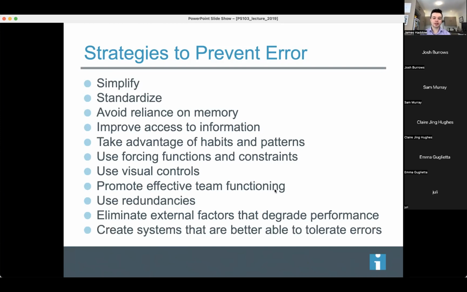Create systems that are better able to tolerate errors. So that's just giving more room for error, a bigger margin for error.